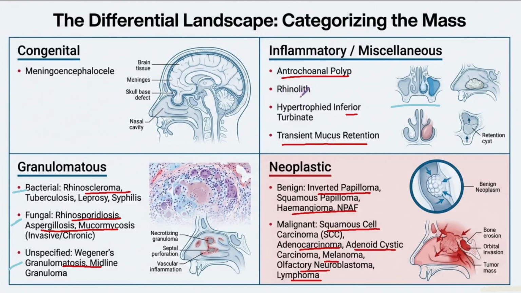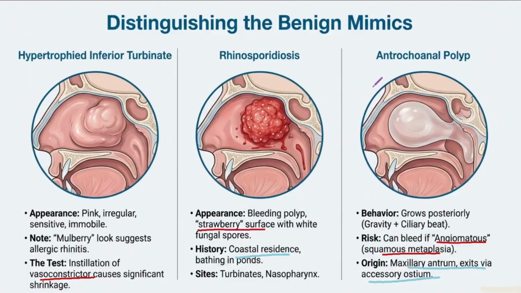Okay, so let's start the interrogation. We're going to look at the benign suspects first. These are the ones that aren't trying to kill you, but they act a bit weird. The first one on the list is the antrochoanal polyp, the AC polyp. Now, I was reading how this thing grows, and it doesn't really make sense to me. Most things in the nose just kind of sit there. This one seems to migrate.